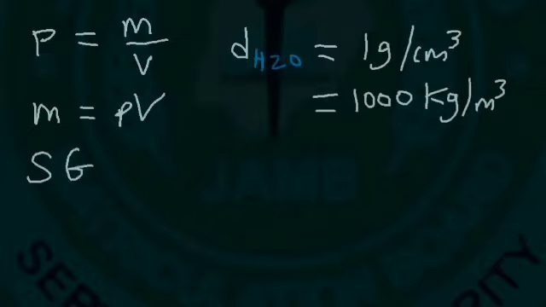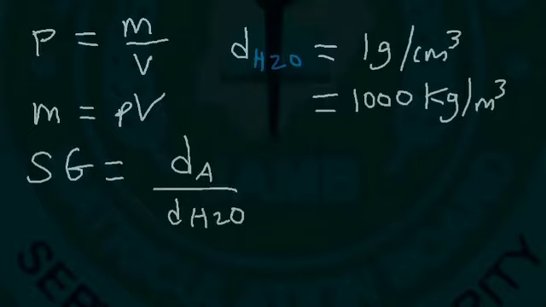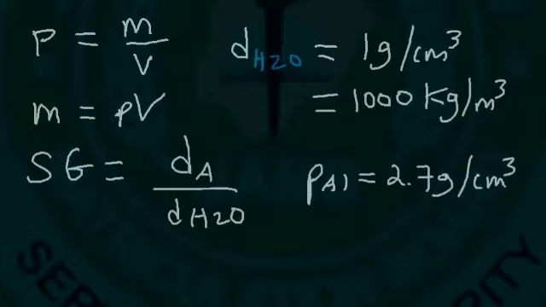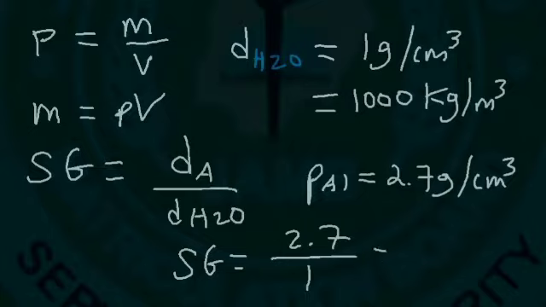The specific gravity of a substance is the density of that substance, let's say substance A, divided by the density of water. So for example, if the density of aluminum is 2.7 grams per cubic centimeter, what is the specific gravity of aluminum? It's the density of aluminum divided by the density of water, and it's simply 2.7. So the specific gravity compares the density of a substance with that of water.